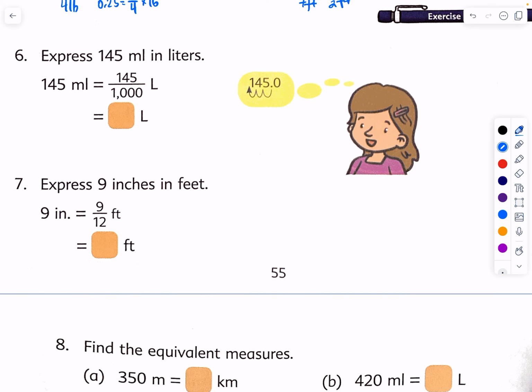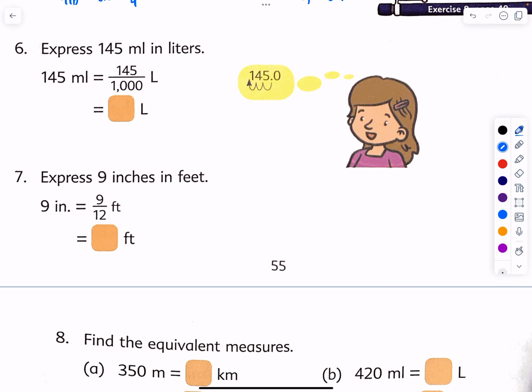Now, here it's again a slightly different way of looking at it. Express. Again, we have this word, express, meaning convert. We have to write 145 milliliters in liters. My friends, the way to think about it, 145 milliliters out of 1,000 milliliters, right? Isn't it true that 1 liter is 1,000 milliliters? It means we have 0.145, or 145 thousandths, of a liter.